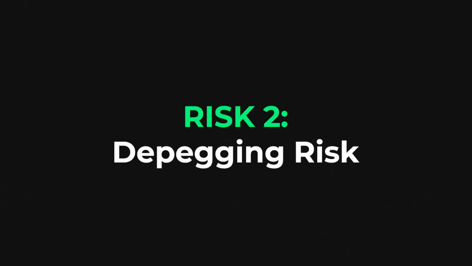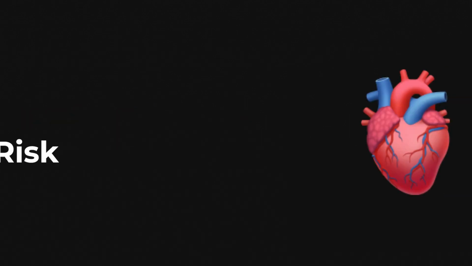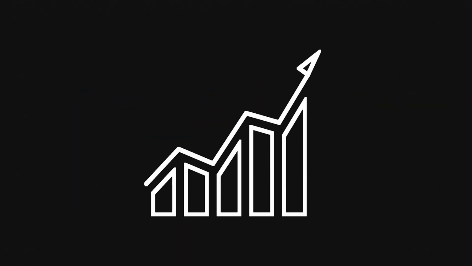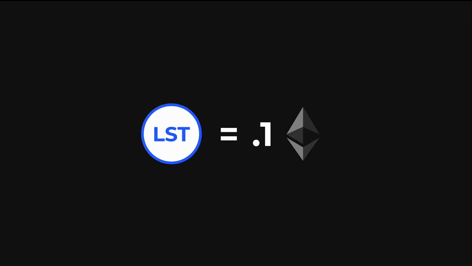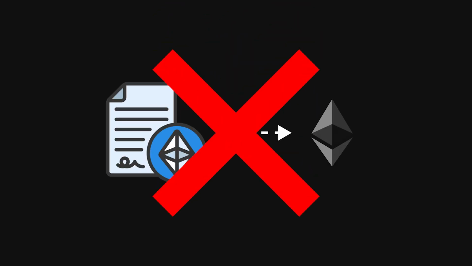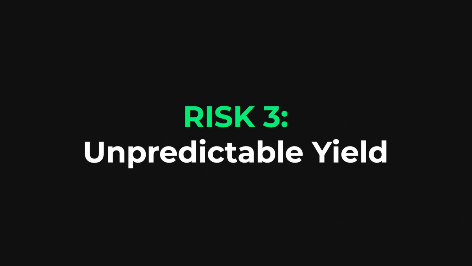Moreover, the depegging risk associated with LSTs can make your heart skip a beat. Market fluctuations can cause these tokens to deviate from their intended value, leaving you with no smart contract path back to ETH. And let's not forget the roller coaster ride of yields.